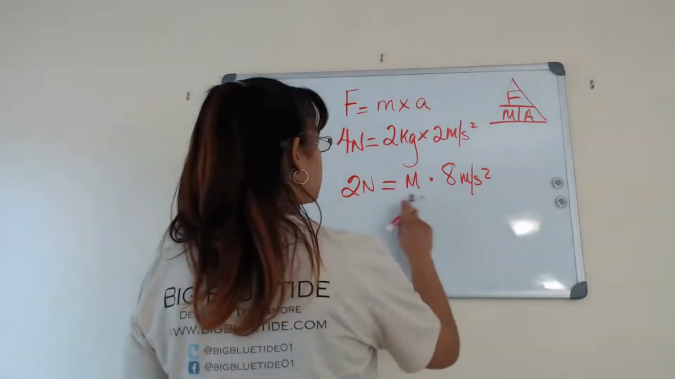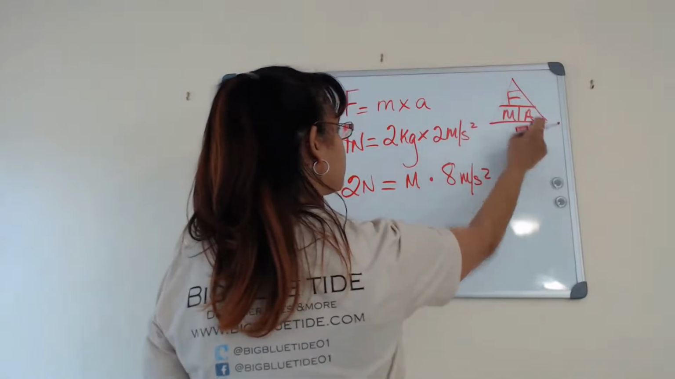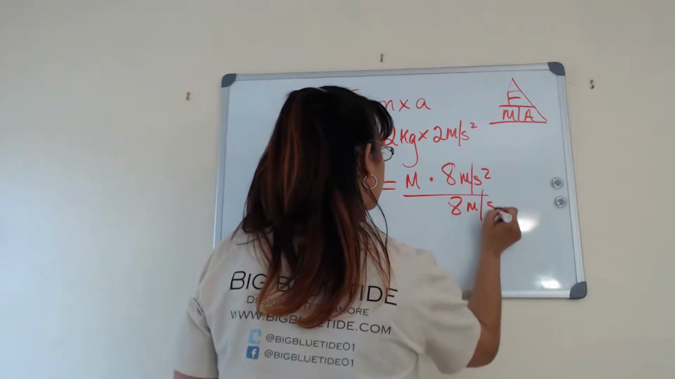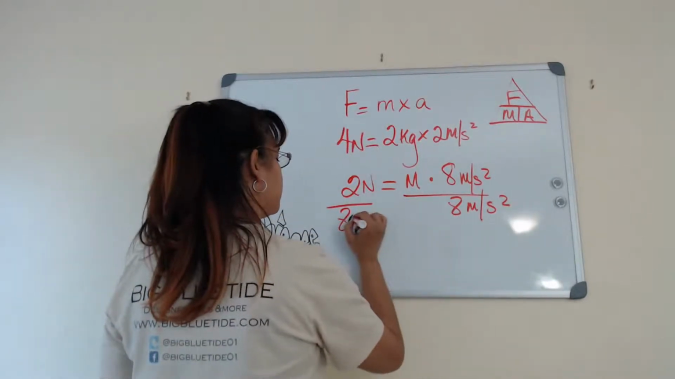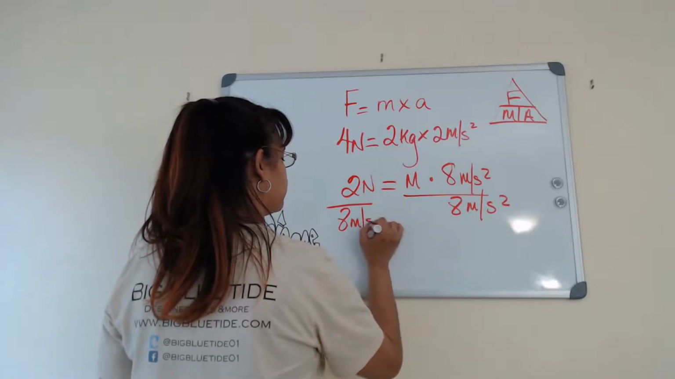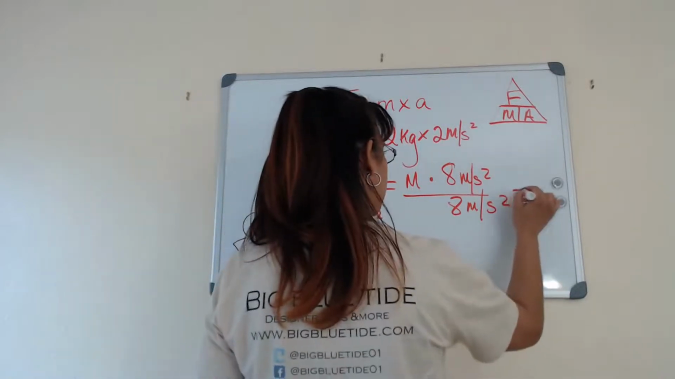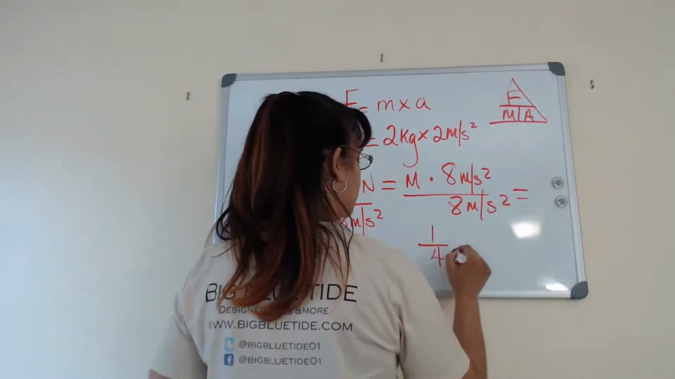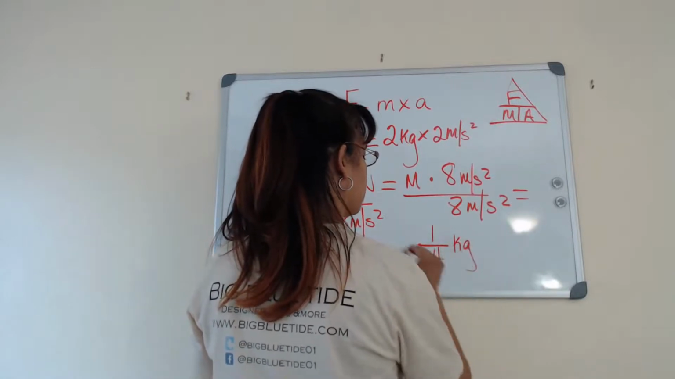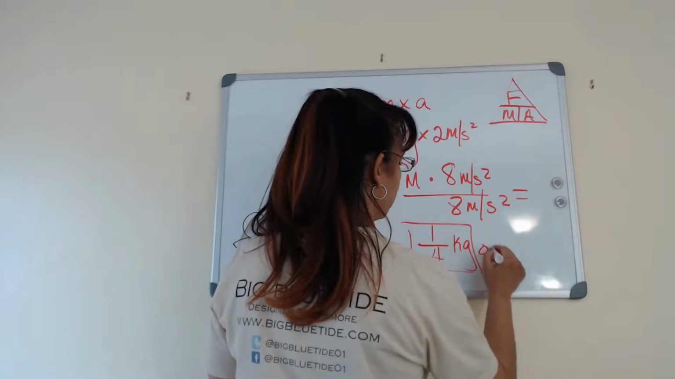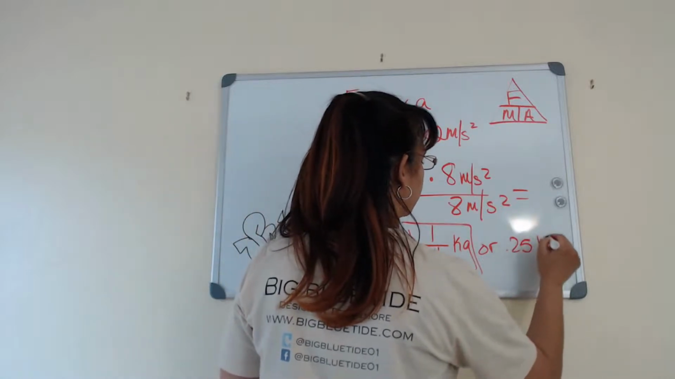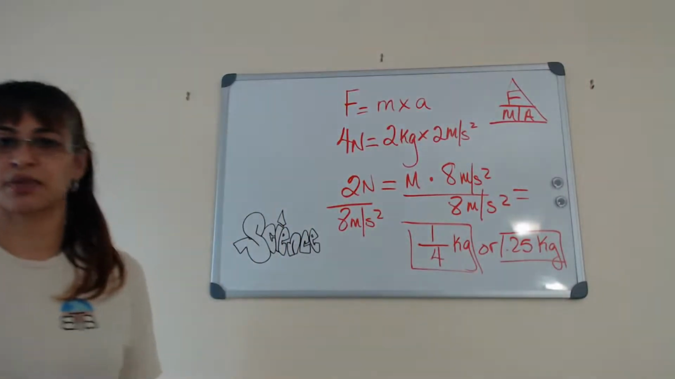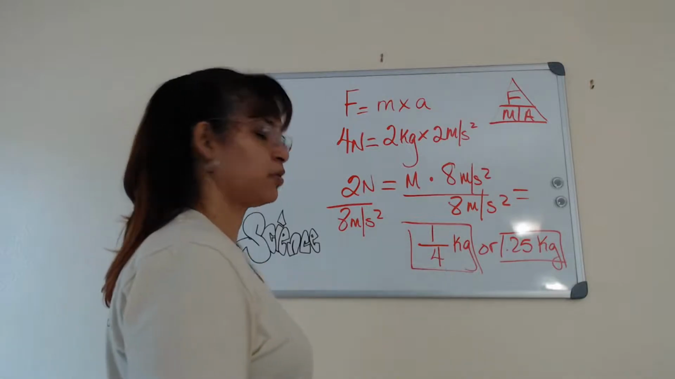Since we're solving for mass, mass is equal to force divided by acceleration. So we're going to divide both sides by 8 meters per second squared. The answer you get in this particular case, 2 divided by 8, is 1/4 of a kilogram. So 1/4 kilogram or 0.25 kilograms. In science, we typically don't use fractions all that much. We usually go with the decimal, so it will be 0.25 kilograms.